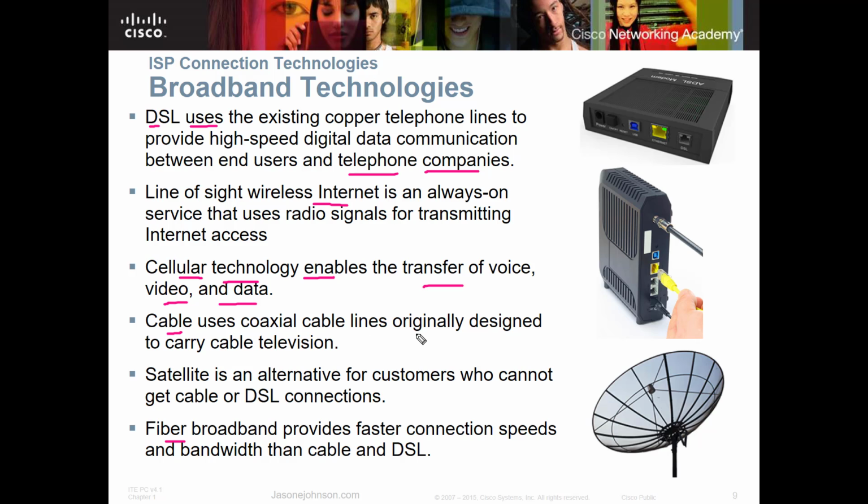Cable is by far the most common in the United States. That's where you put coax cable lines in. You also get your cable TV, or you can also get your telephone through that. That's what's commonly used. And then you also have satellite. Those are the customers that cannot get cable or DSL connections. Those are farther out and away from ISPs.